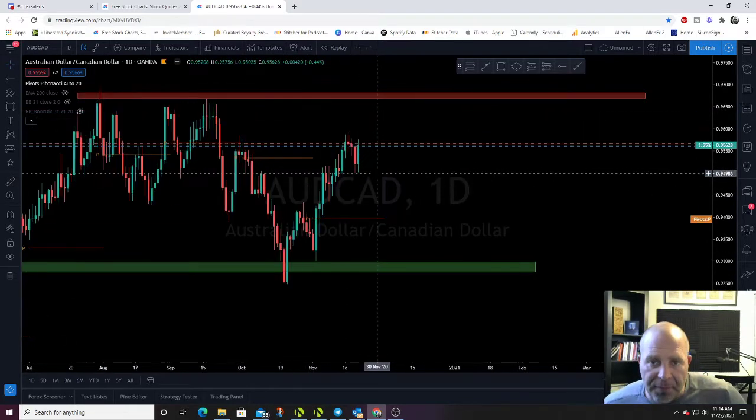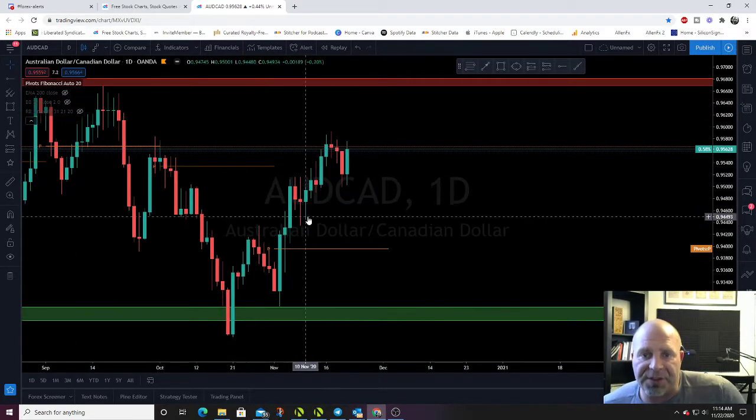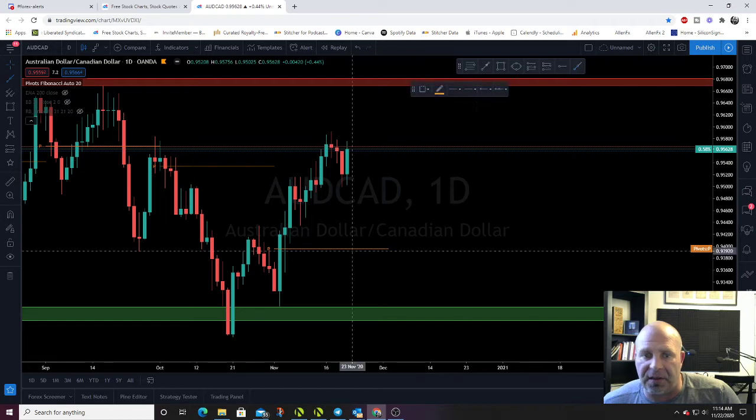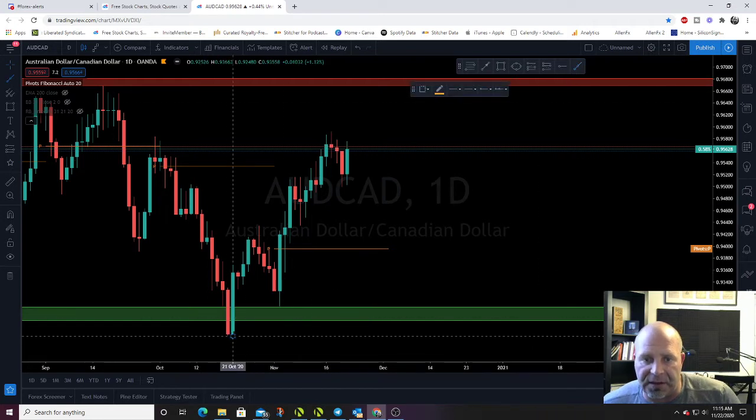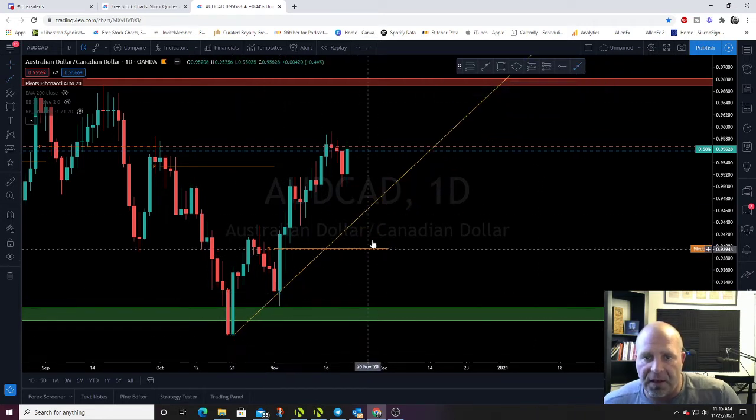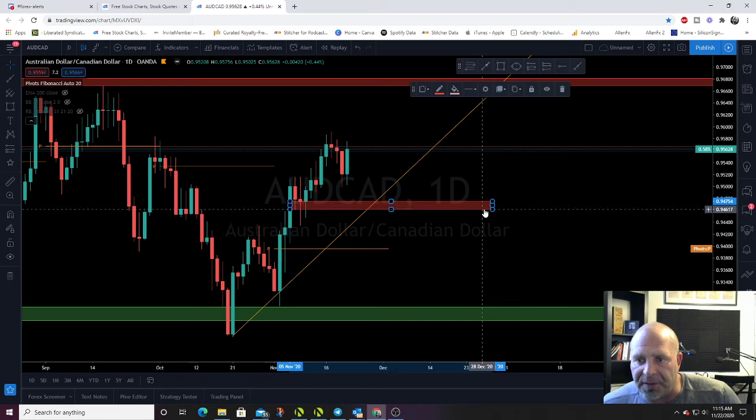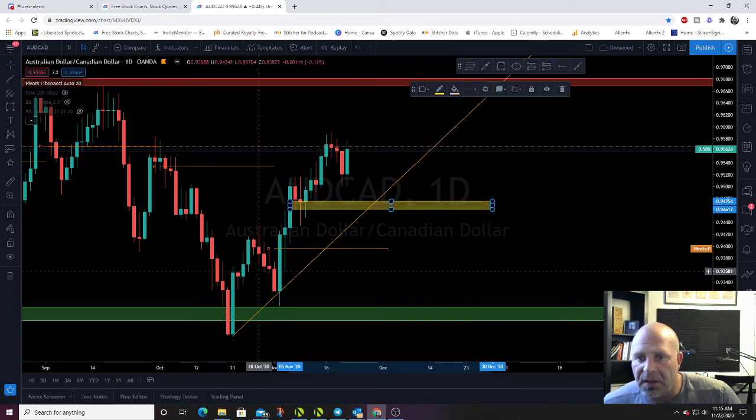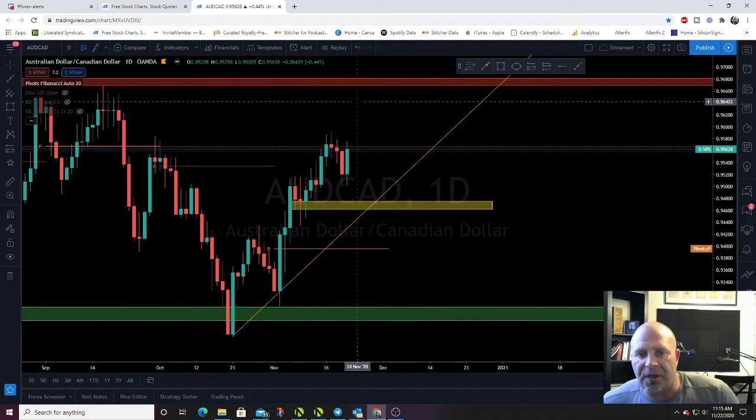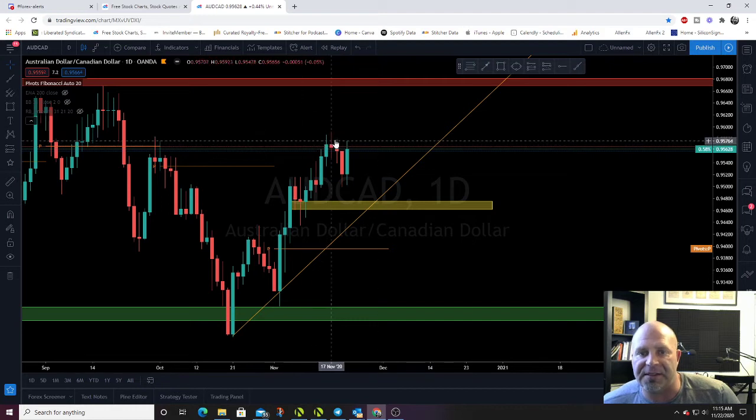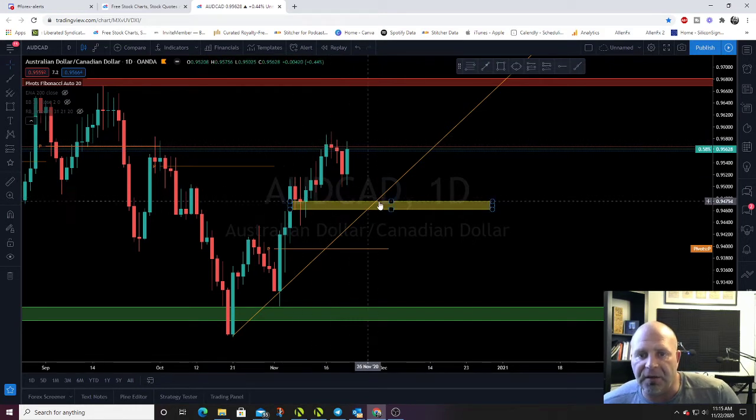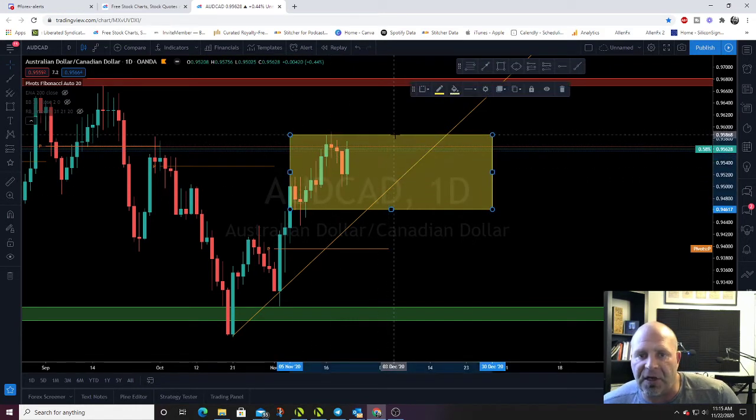So my make or break for this trend is going to be, if I draw a little trend line here, probably this make or break zone right here. So this one I'm going to make yellow. And that's pretty much what I'm looking for here, guys. This is a little mini, let's just call that the make or break zone, right?